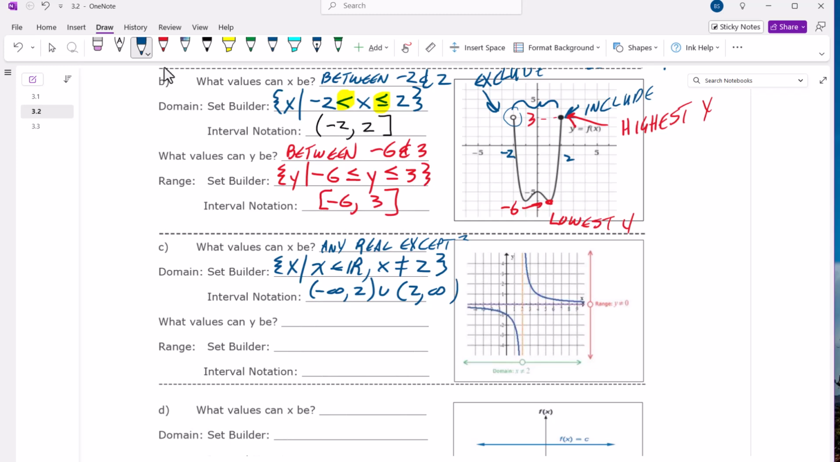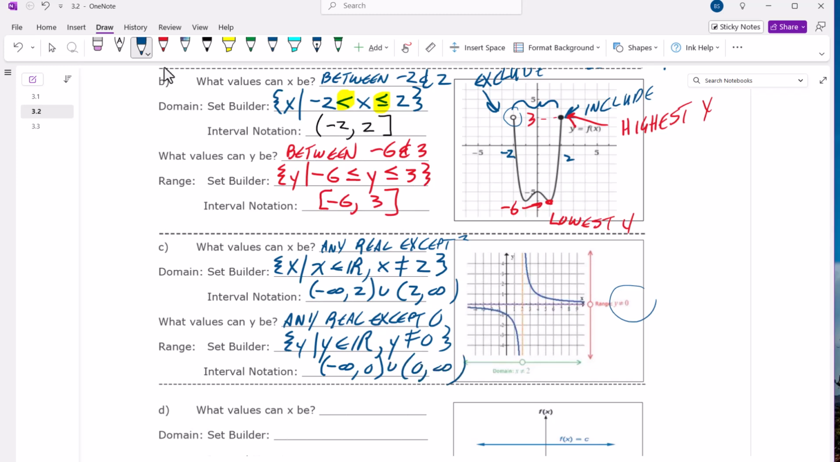Range is the same way. You have a horizontal asymptote, so you're never going to touch y equals 0. You'll never reach the x-axis. So this would just be any real except 0. And then set builder, we say set of y. Y is any real number, but y cannot be equal to 0. Interval notation is everything below 0 and everything above. Okay, so that's how that gets put together.